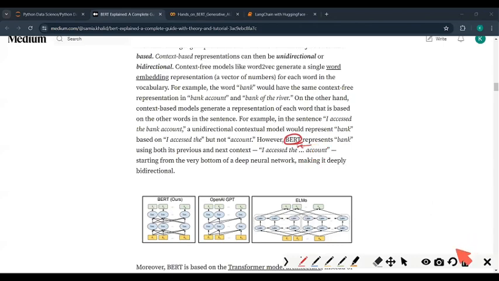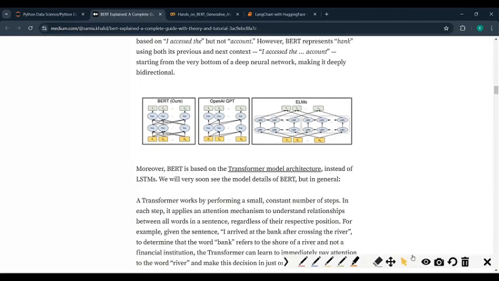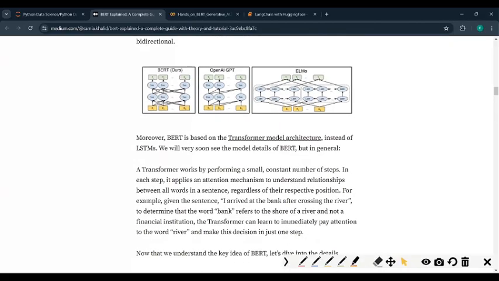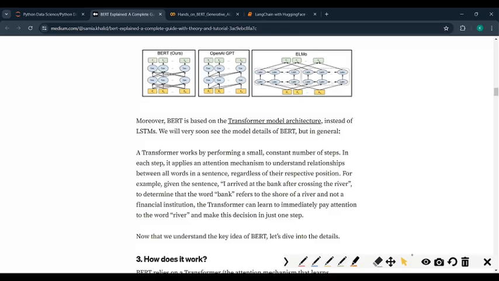That is the idea. And the other things like RNN, LSTM, they use context free part also, and sometimes context based, but most of the time they use context free. And that is why they might not be able to understand the meaning of the word properly because they are not looking at the surrounding words.